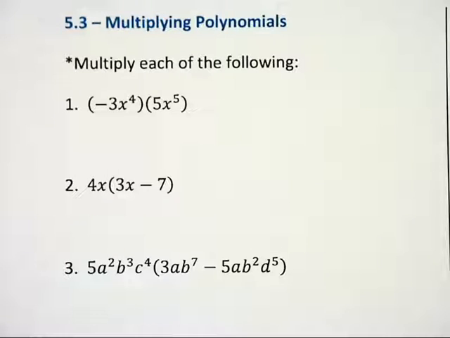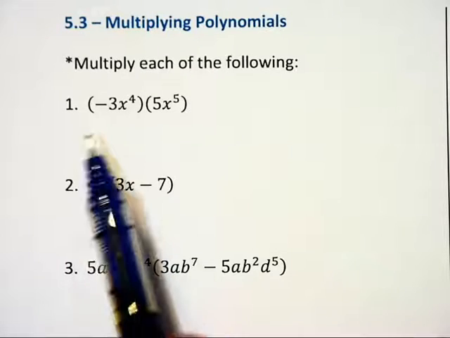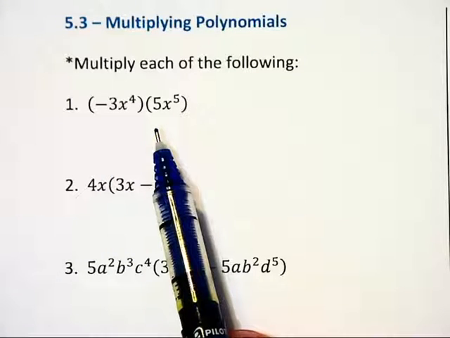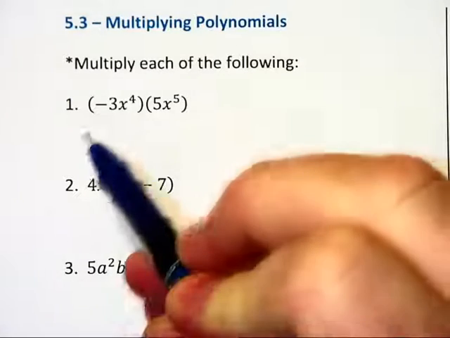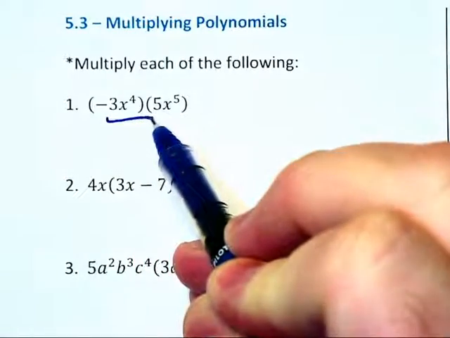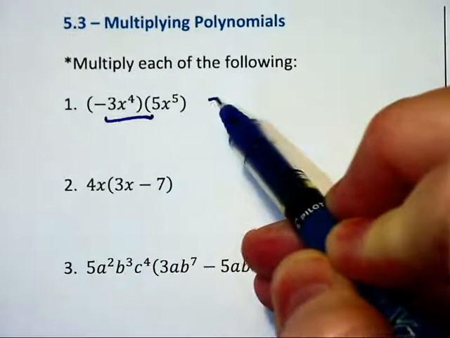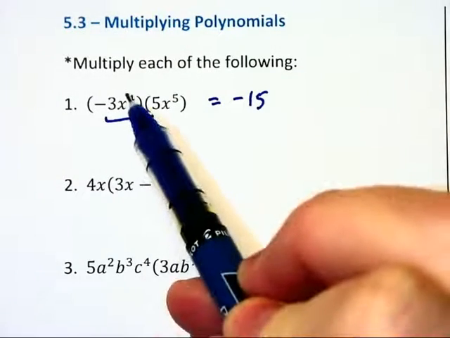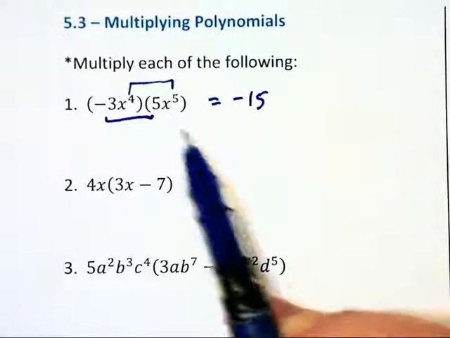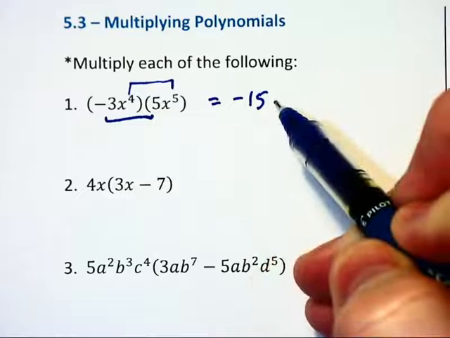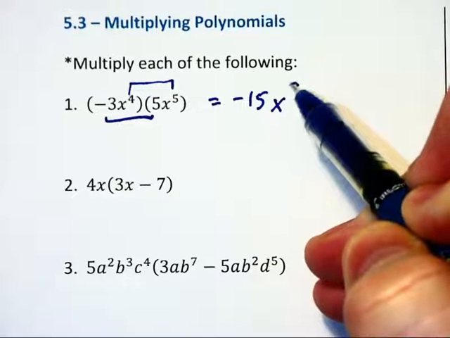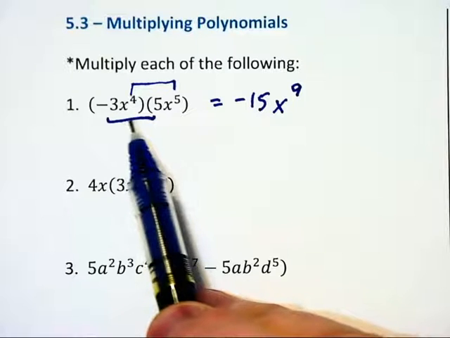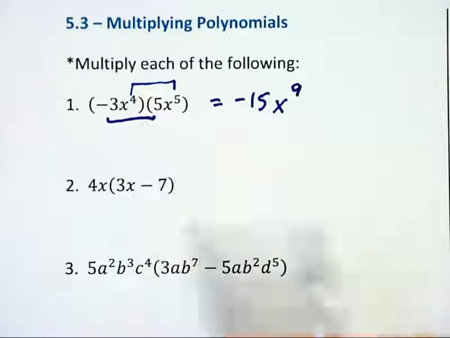Let's begin multiplying polynomials. We begin by multiplying monomials, single terms together, and basically all we do is multiply together their coefficients, negative 3 times 5, which makes negative 15, and their variable parts, x to the 4th times x to the 5th, makes x to the 9th. Notice that we are adding exponents when we are multiplying together terms that have like bases.